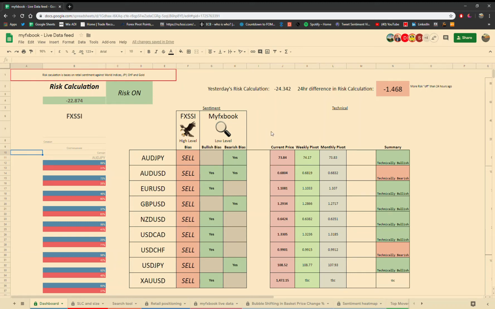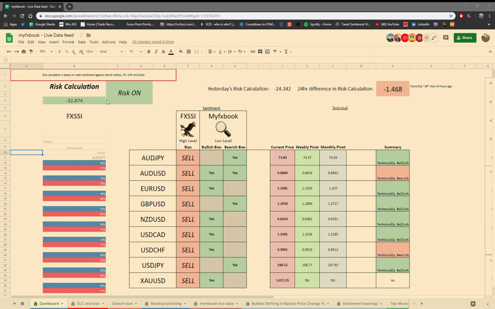Okay, so a new revision to the spreadsheet is that we've got a dashboard now as the main page. The risk calculation is calculated against world indices, yen, Swiss franc, and gold. So that figure there is green because the retail investors are bearish world indices and they're long the safe havens. Now, when they start going long the world indices and then they sell the safe havens, then it becomes risk off. Okay, so we're risk on at the moment.